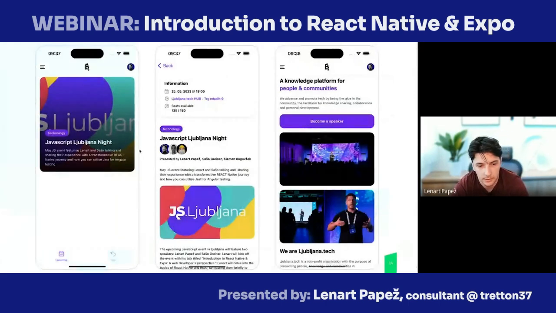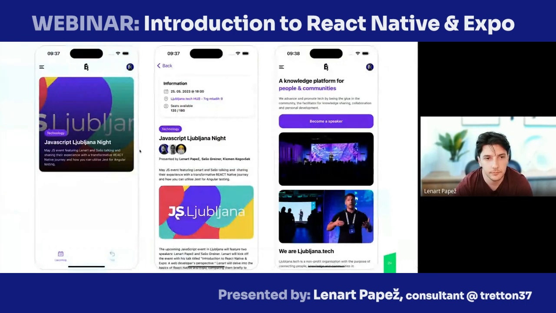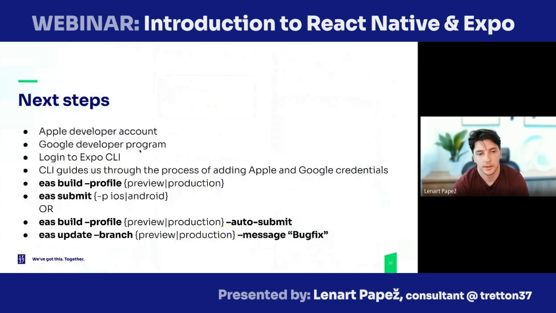And just a couple of pictures that I took from this. And so what are the next steps when we are ready with our application and we want to submit it to the App Store? So first we need an Apple developer account. Then, of course, if we want to submit it to Google Play as well, we need to enroll into Google's developer program. And then we just need to use the Expo CLI.